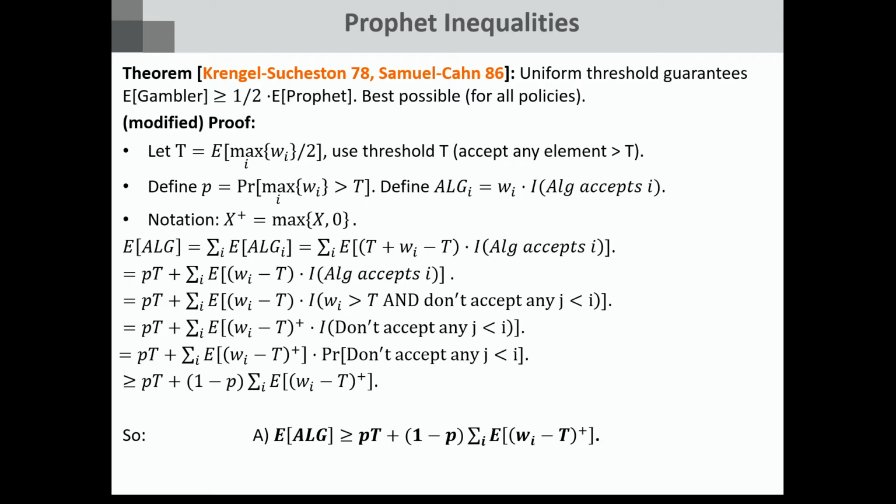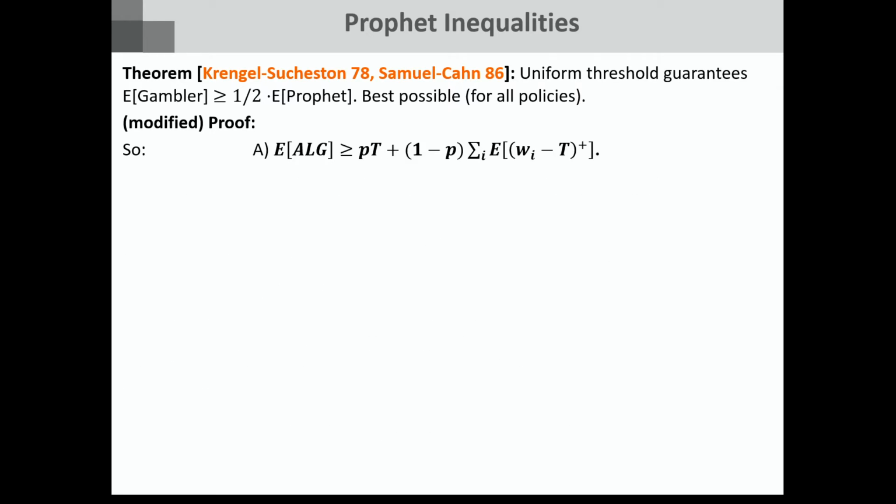So we've observed that the expected performance of the algorithm is at least p times our threshold t plus 1 minus p times this sum, which I'll refer to as the surplus. So this is kind of like the expected sum of the weights beyond what the threshold itself gets. And I also want to point out we didn't actually use the choice of threshold in this part of the proof yet. So this holds for any choice of threshold, you can get this guarantee. Okay, so that's step 1.